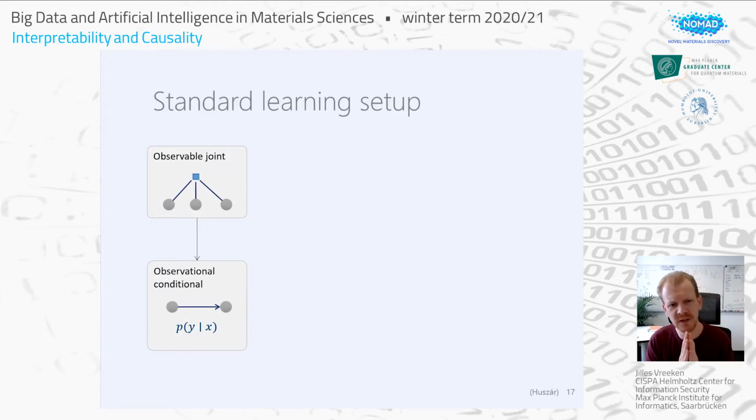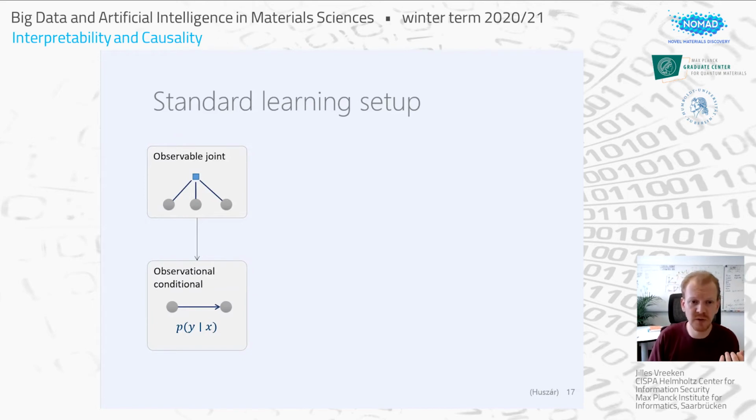So the standard setup in machine learning is like this. There is some process. This process has some observable joint distribution. That means we can observe x1, x2, x3, right? The descriptors, and also the target. These are things that we can observe. And from this observation, there exists this conditional distribution: what is the free energy given all the descriptors, or some descriptors that we are interested in?